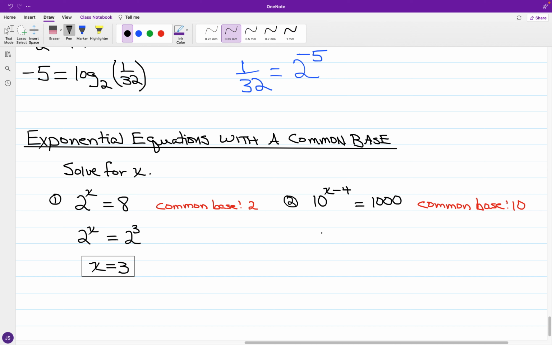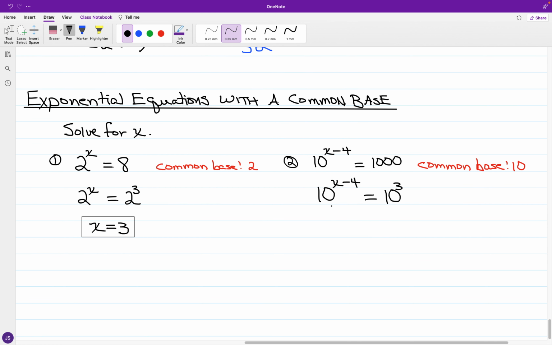The left-hand side is already in terms of base 10, so we have 10 to the x minus 4. Now for 1,000, just as 8 is the cube of 2, 1,000 is the cube of 10, since 10 times 10 times 10 is 1,000. Now we've got both of these terms in base 10, and from this I can set the powers equal to each other. So x minus 4 is equal to 3, and from this, x is equal to 7.